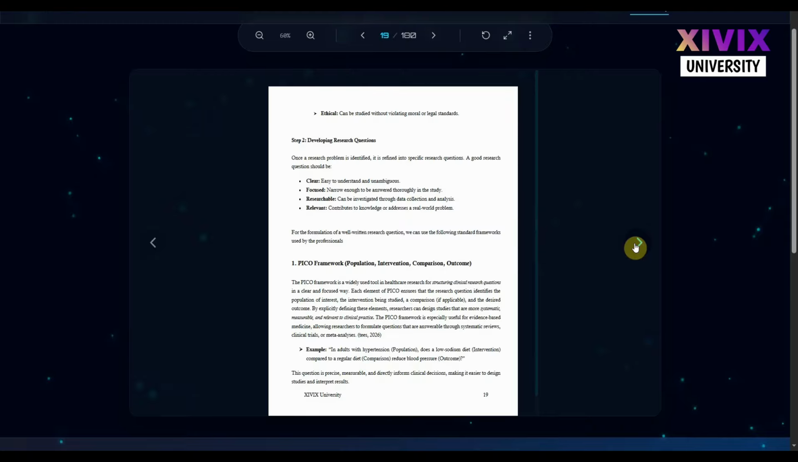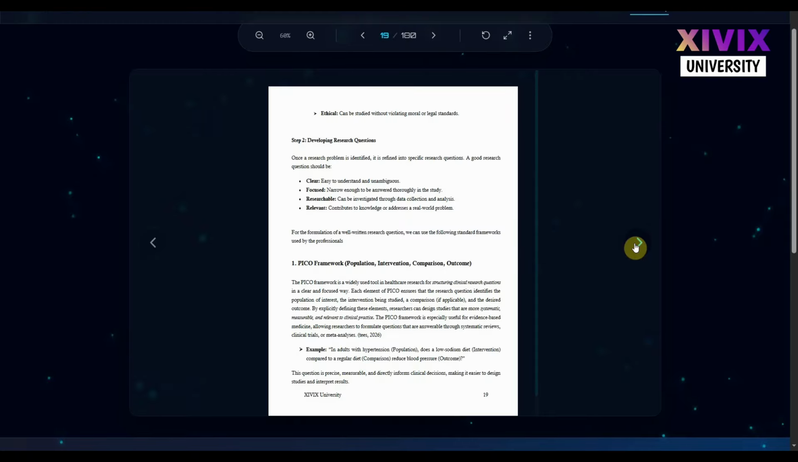Once you successfully identify your problem, you can proceed to the next step, which is developing the research questions. In the development of a good research question, you have to consider a couple of characteristics. It has to be clear, focused, researchable, and relevant. It is good to have a standard framework when developing these research questions. As the first framework, I'm going to walk you through PICO: population, intervention, comparison, outcome. Or you can pronounce this as the PICO framework.